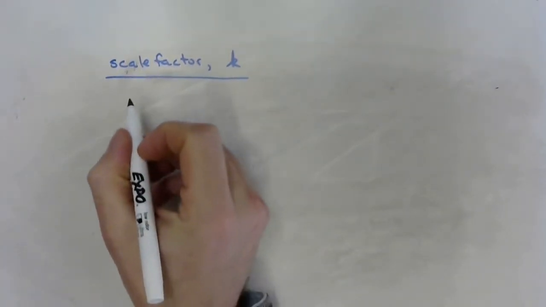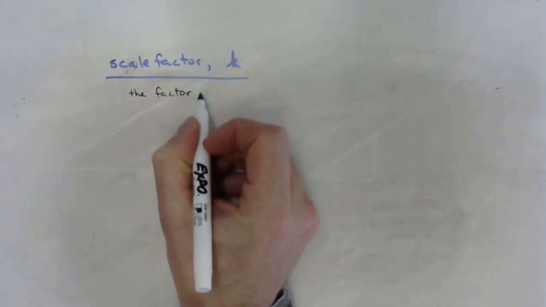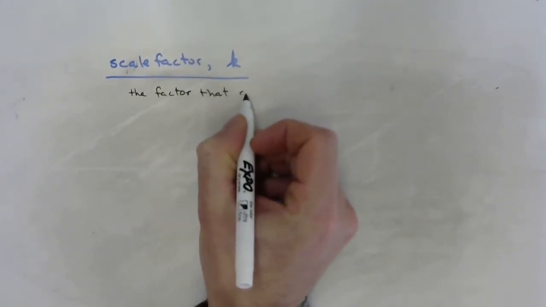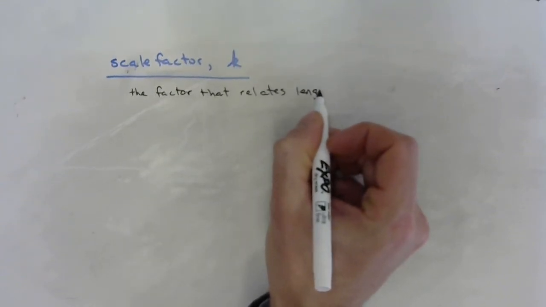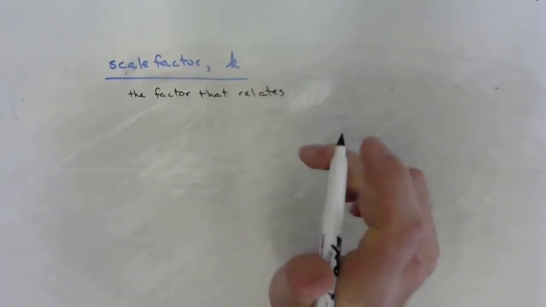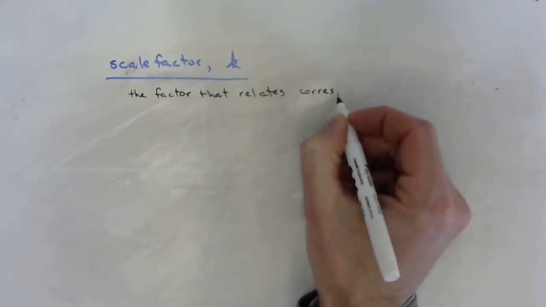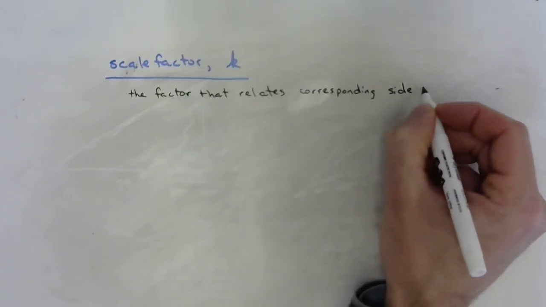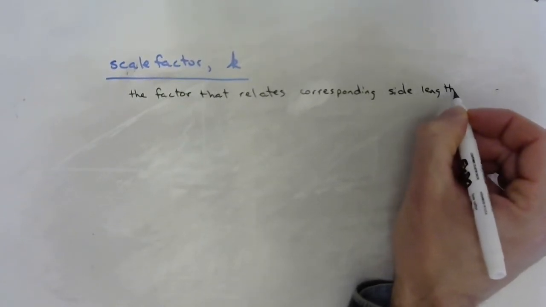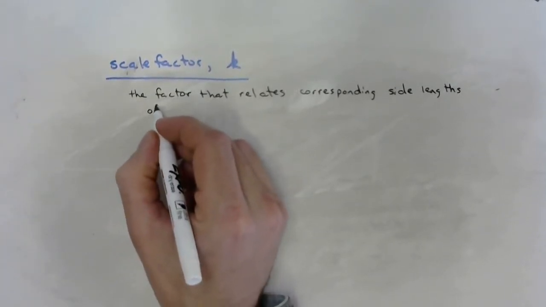So what do we know about it? Well, this is a factor, or the factor that relates corresponding side lengths of two similar triangles.